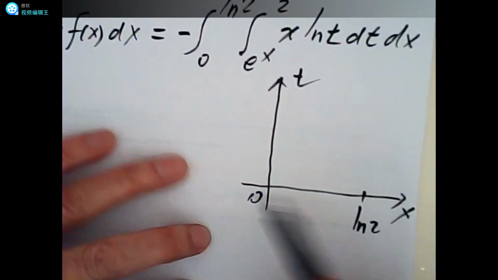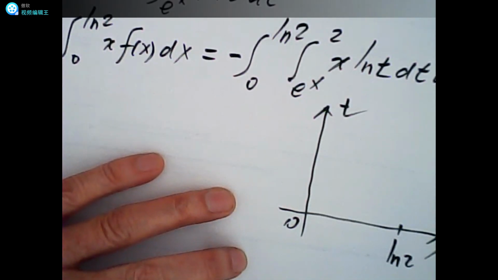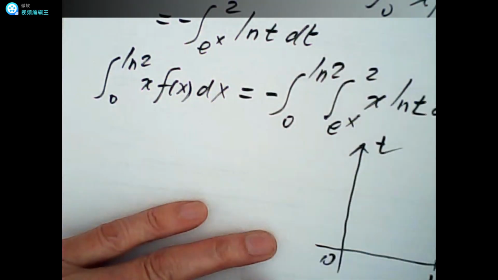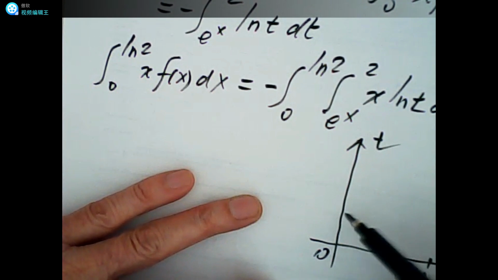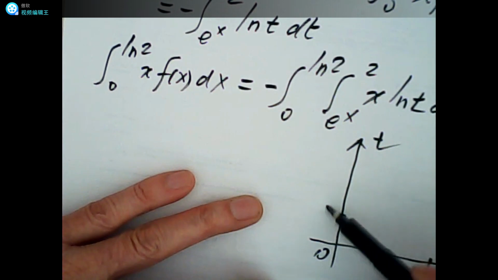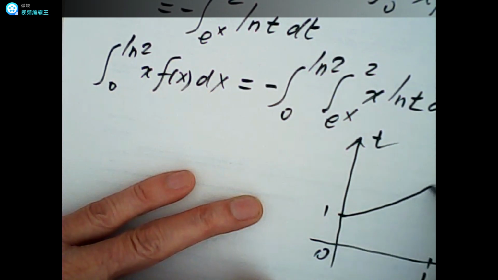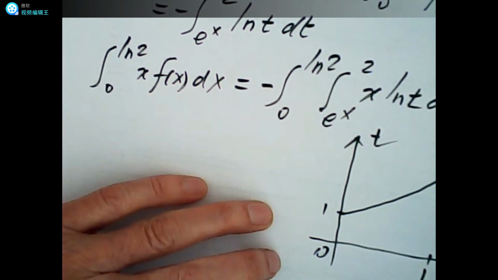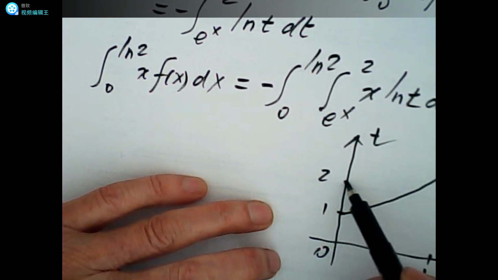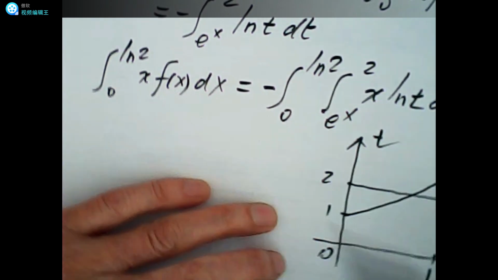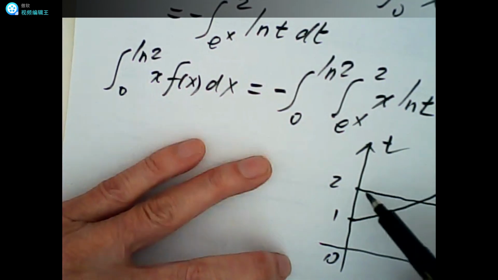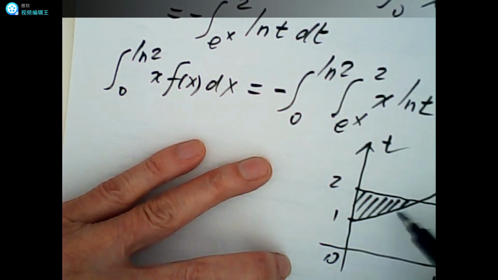That is the range of x, right? And t is from e to the x. Where is e to the x? E to the x, so this is 1, right? This is t equal to e to the x, and this is 2. Okay, t is from this function to 2. So eventually this is my region.